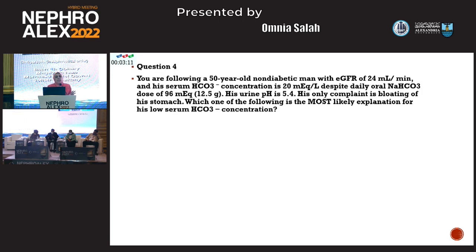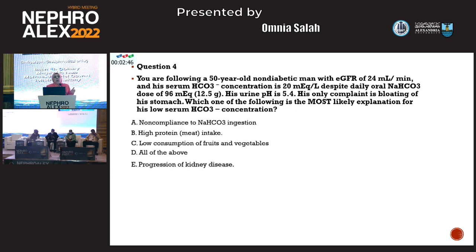Question number 4 is a case: a 50-year-old non-diabetic man with an estimated GFR of 24 milliliters per minute. His serum bicarb is 20 despite a huge oral sodium bicarb dose, 12.5 grams per day. Urine pH is 5.4, and his only complaint is bloating of his stomach. Which one of the following is the most likely explanation for his low serum bicarb despite giving so much bicarb? Is it non-compliance with sodium bicarb ingestion, or high protein intake, meaning meat, or low consumption of fruits and vegetables, or all of the above, or progression of kidney disease?